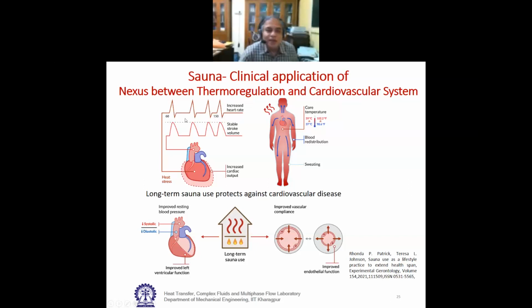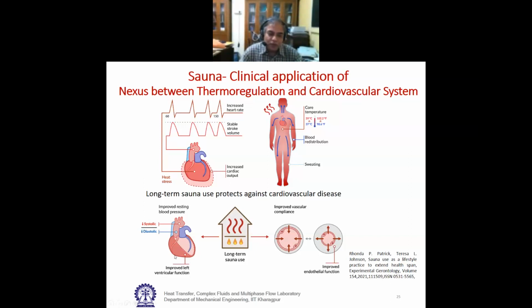Over the years, people have studied it and it has been found that there is an increased heart rate. Now, if this is done repeatedly, let's say somebody is taking this sauna bath 2 or 3 times a week, then what will happen? There will be some physical change in the body.